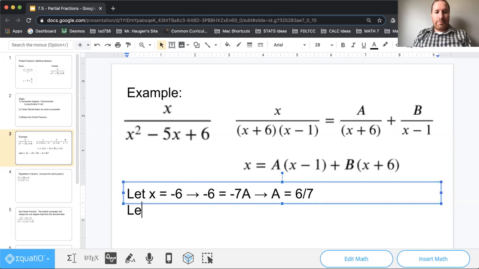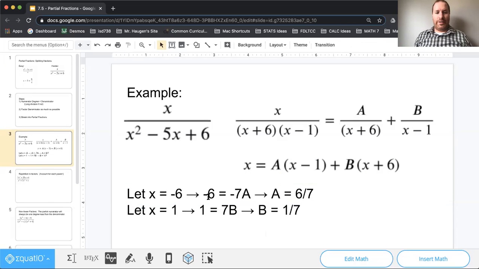We can do the same thing. We can do another step here. I'm going to let x be 1 to get rid of the first part. Let x equal 1. Then that means 1 is equal to, this stuff's dead, it's gone, and then we put 1 in here, 7b. And then we can solve that pretty easily. Divide by 7, b is equal to 1/7. That's all that we have to do in that case.